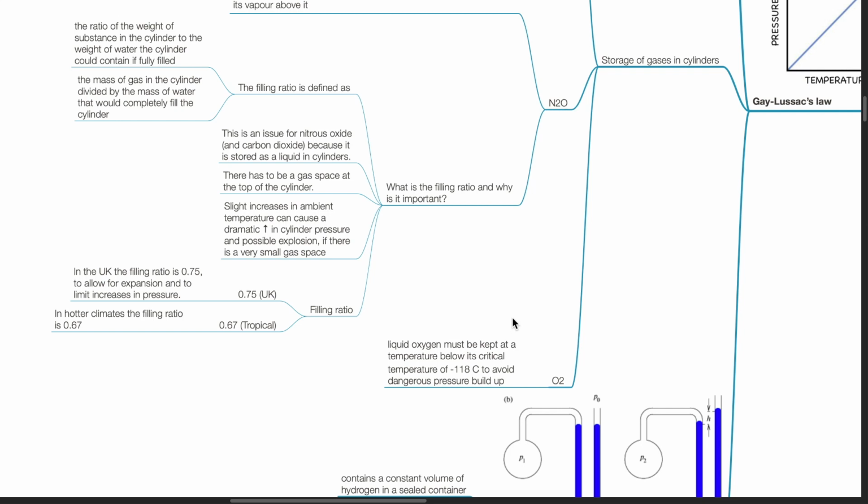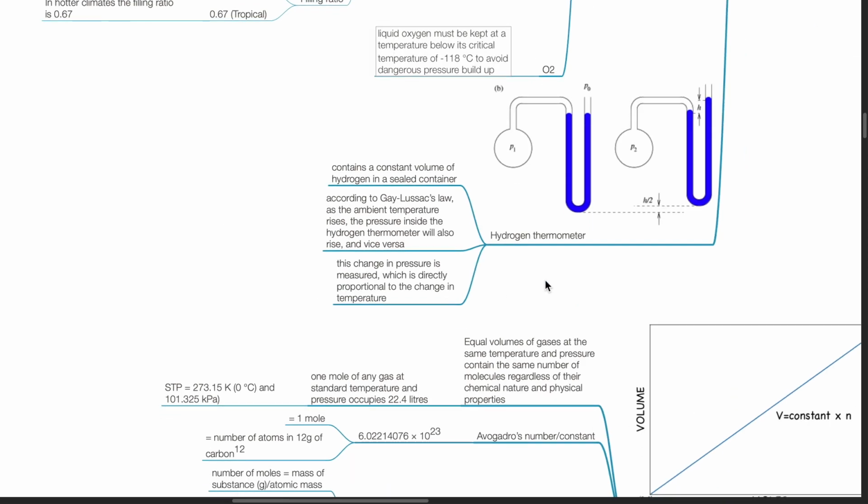Oxygen. Liquid oxygen must be kept at a temperature below its critical temperature of negative 118 degrees Celsius to avoid dangerous pressure buildup. The hydrogen thermometer. This thermometer contains a constant volume of hydrogen in a sealed container. According to Gay-Lussac's law, as the ambient temperature rises, the pressure inside the hydrogen thermometer will also rise and vice versa. This change in pressure is measured, which is directly proportional to the change in temperature.